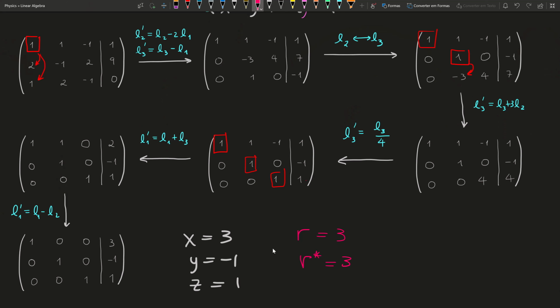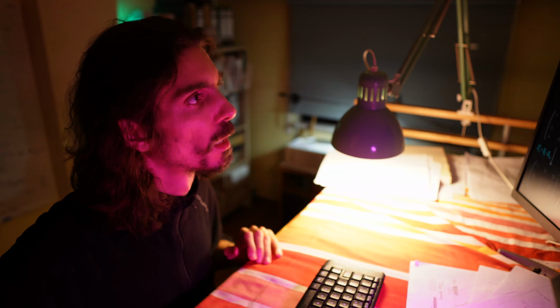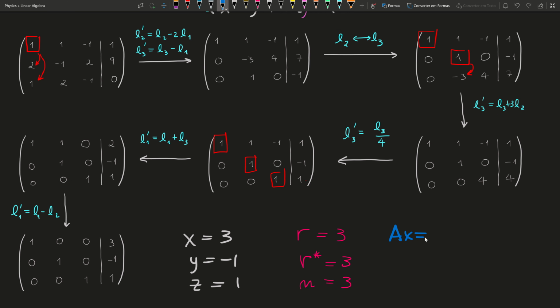Finally, how many columns are there in the matrix? The matrix has 3 columns. In fact, it's 3 by 3 here. And now I'm going to make a claim that we are going only to justify later. The claim is AX is equal to B has one solution if R is equal to R star, which is equal to N. It happens here. R is equal to 3, R star is equal to 3, and N is equal to 3. All the same, as a consequence, AX is equal to B only has one solution.